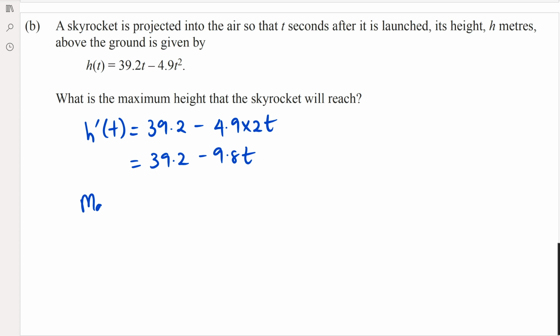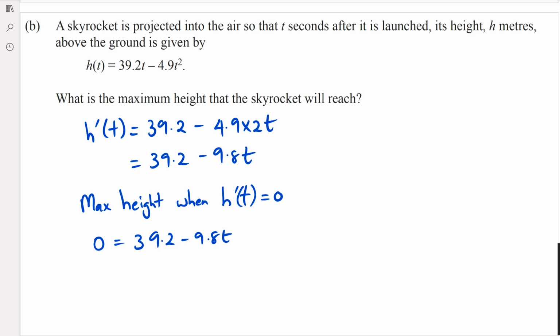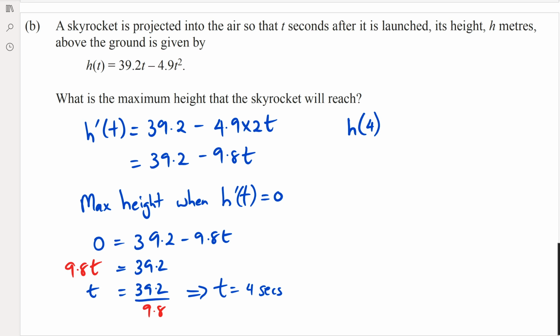So we kind of need to write that down somewhere. So max height when h dash of t equals 0. So 0 is equal to 39.2 minus 9.8t. Rearranging it, we're going to get 9.8t is equal to 39.2, and t is equal to 39.2 divided by 9.8. So that means t is equal to 4 seconds. But remember, this question is actually asking us what is the maximum height. So you've got to go back and actually figure out what h of 4 is.